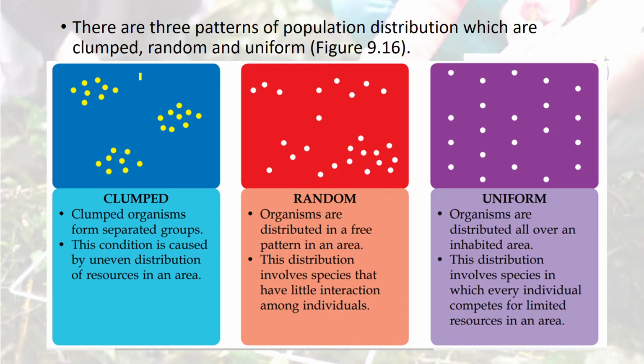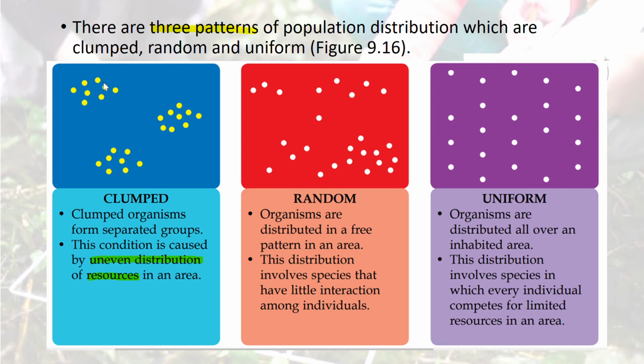Okay, so here are the three patterns of population distribution, which are clumped, berkelompok, ataupun cluster, random secara rawak, dan juga kita ada uniform, di mana dia merujuk kepada seragam ataupun sekata. Okay, let's look at clumped. So the dots here are showing the populations, the organisms. So the clumped organisms form separated groups. Mereka ada kelompok-kelompok tertentu ataupun cluster tertentu is because of the uneven distribution of resources.